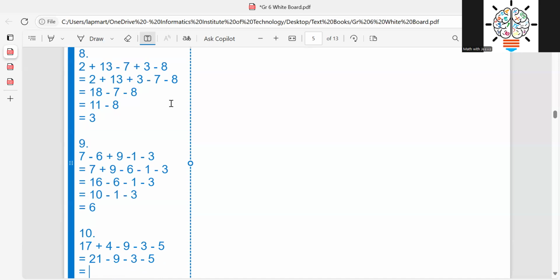So then we can do it straight away. From 21, when you deduct 9, it gives me 12. From 12 you deduct 3, it gives me 9. From 9 you deduct 5, it gives me 4. So the final answer will be 4, right? So 17 plus 4, then minus 9 minus 3 minus 5. So that's the question, and the final answer is 4. So we have done questions 6 to 10, right?